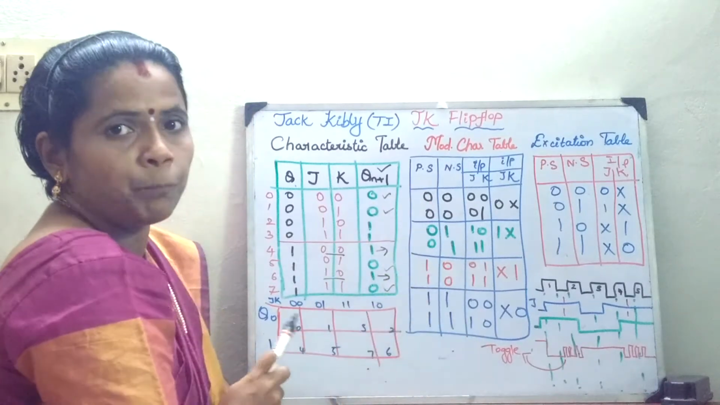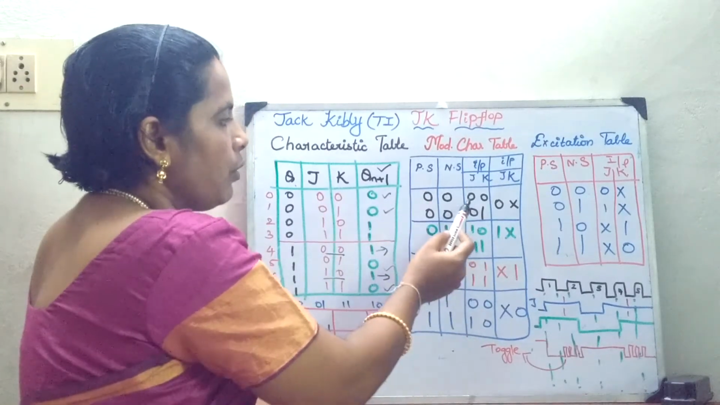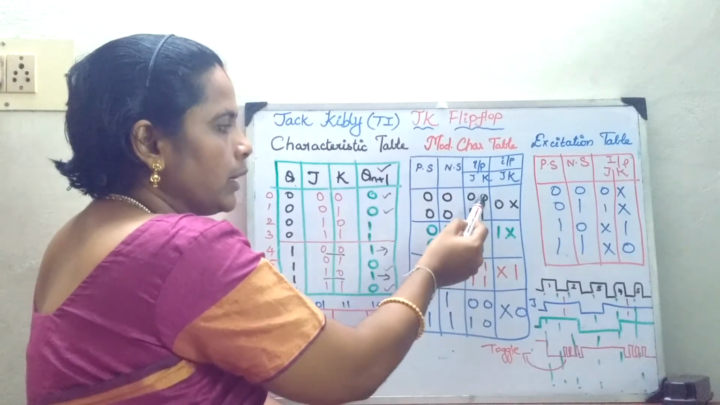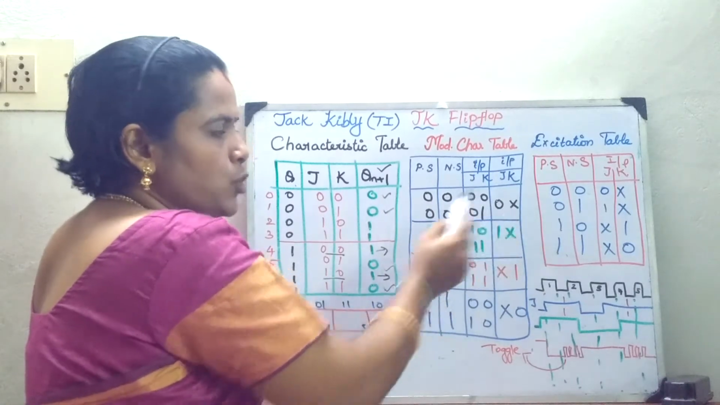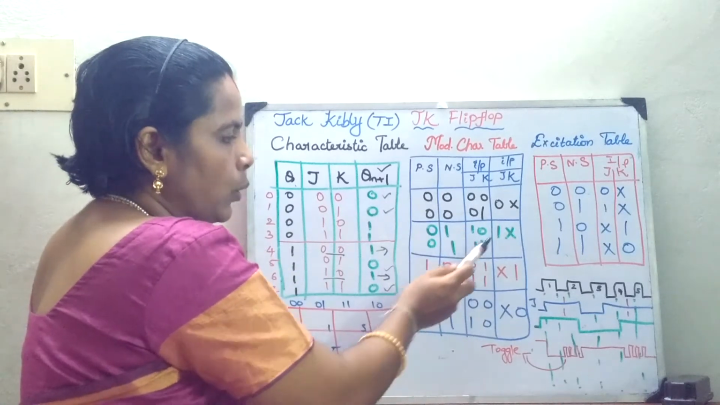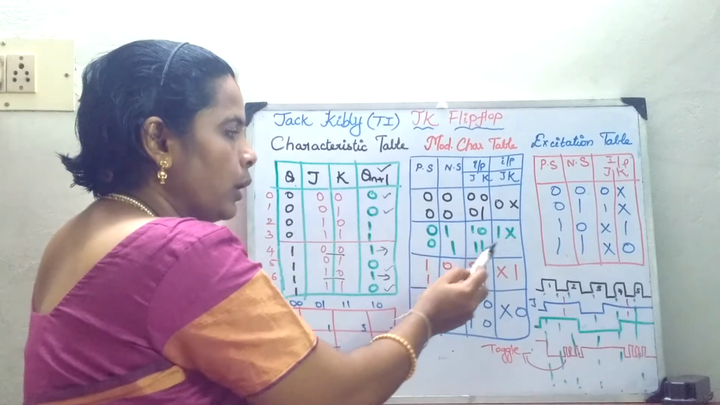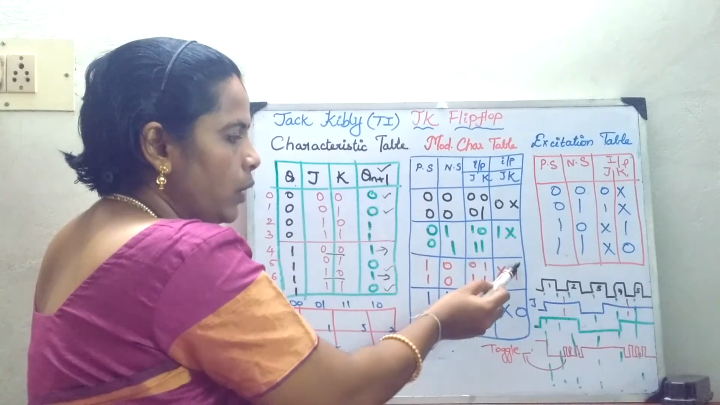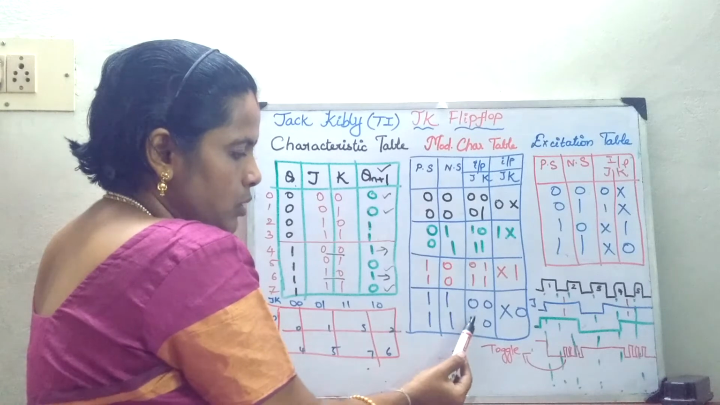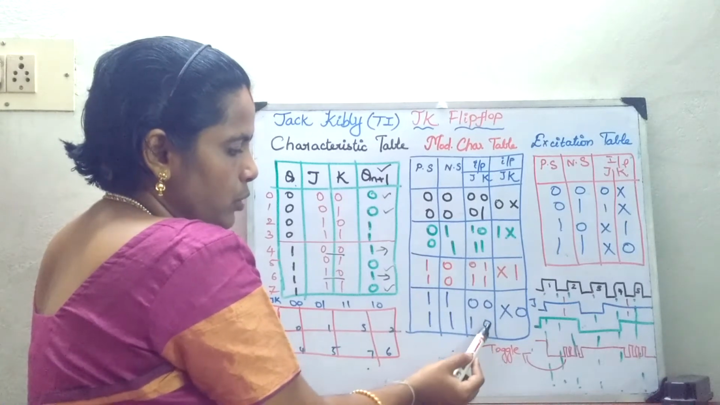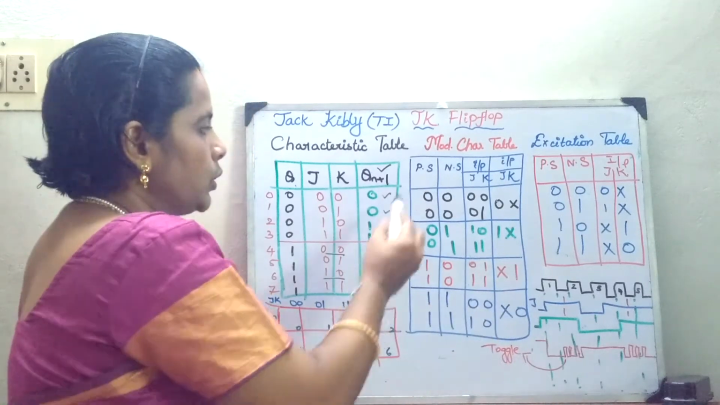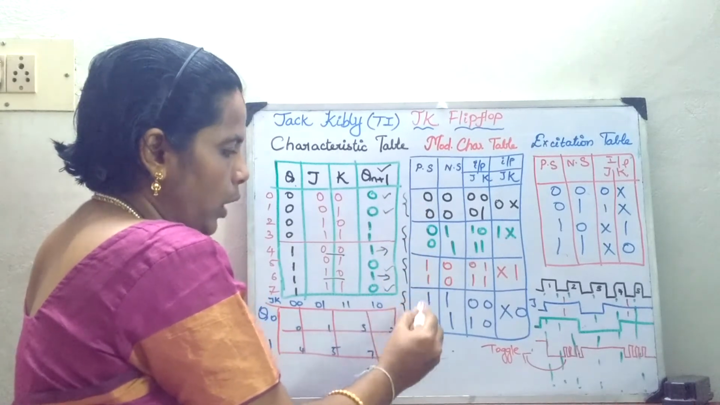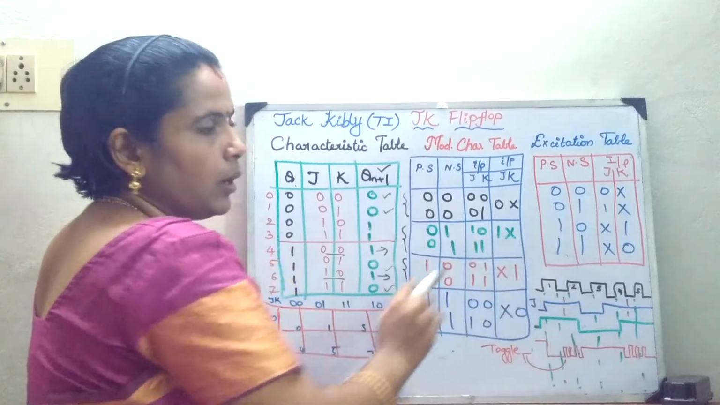Just frame this table. Now, the first input is 0 0, so I am putting 0. For 0 1, it can have either of the states, so I am marking it as don't care. Now, the other one is 1 1, so I am writing it as 1. 0 1 means don't care. Next, 0 1, so don't care. Now both are the same, 0 0, 0 1, 1 0 and 1 1. The states are the same, which have been written here.